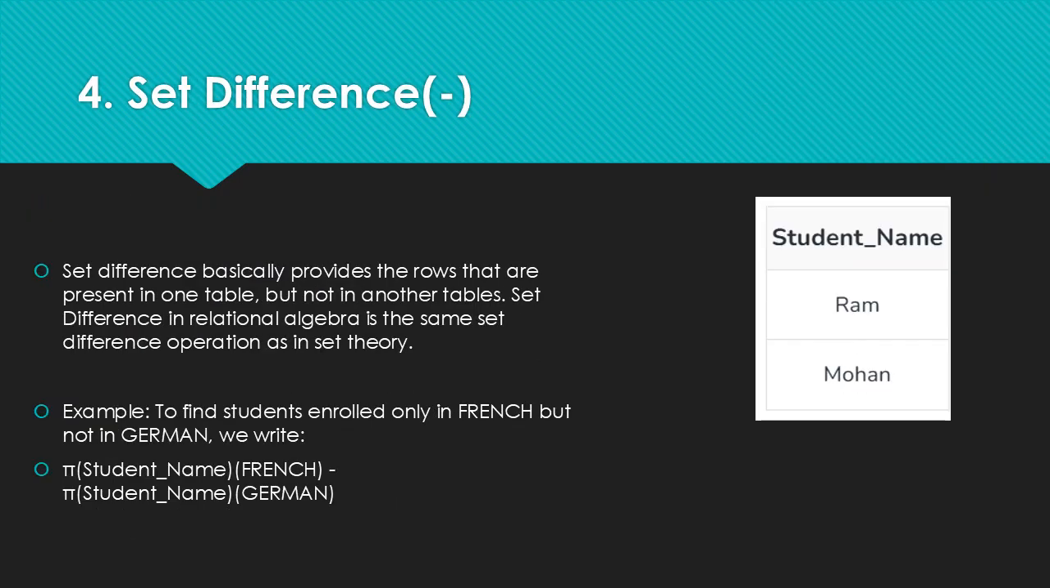Set difference, the minus sign. Set difference provides the rows that are present in one table but not in another table. Set difference in relational algebra is the same as the set difference operation in set theory. Example: to find the students enrolled only in French but not German, we can write π student name (French) minus π student name (German).